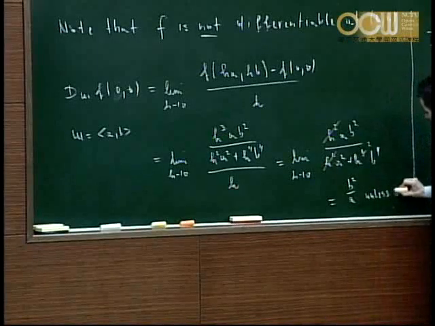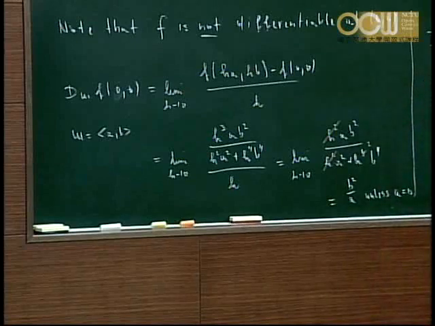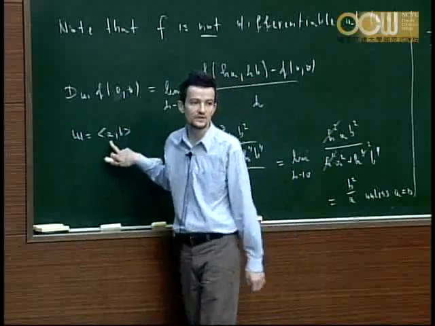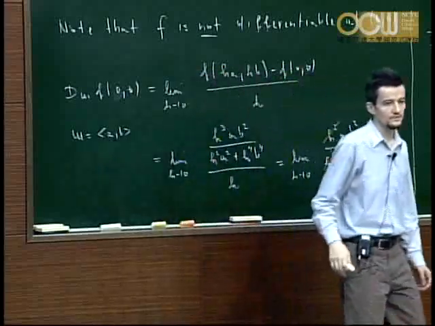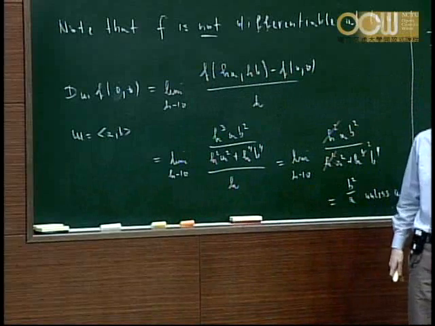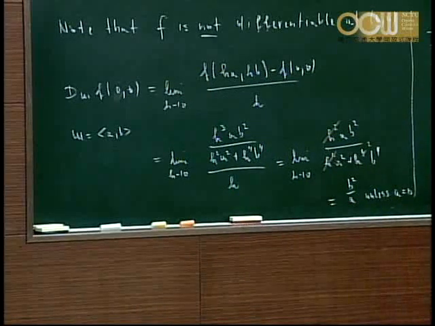Unless a is equal to 0. So there is one direction left. A is equal to 0, b is equal to 1. Okay, so this is the direction of the y-axis. But for this the partial derivative with respect to y also exists.